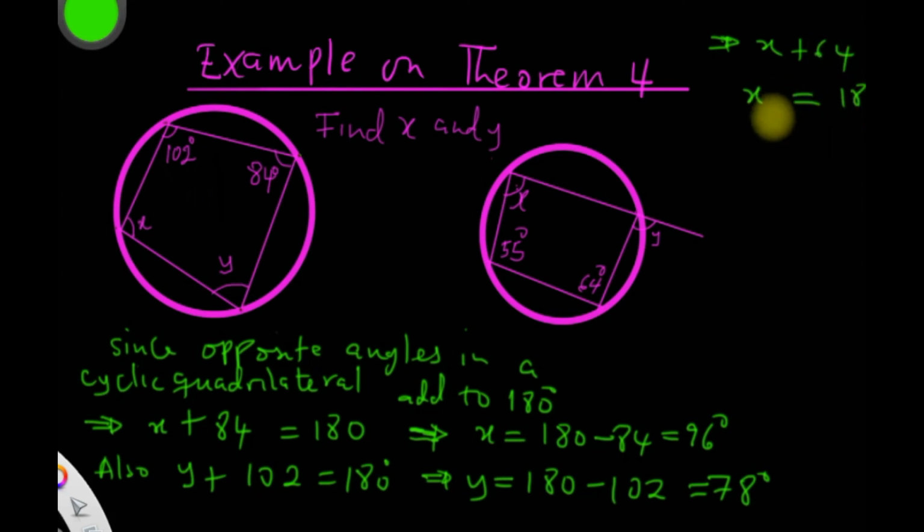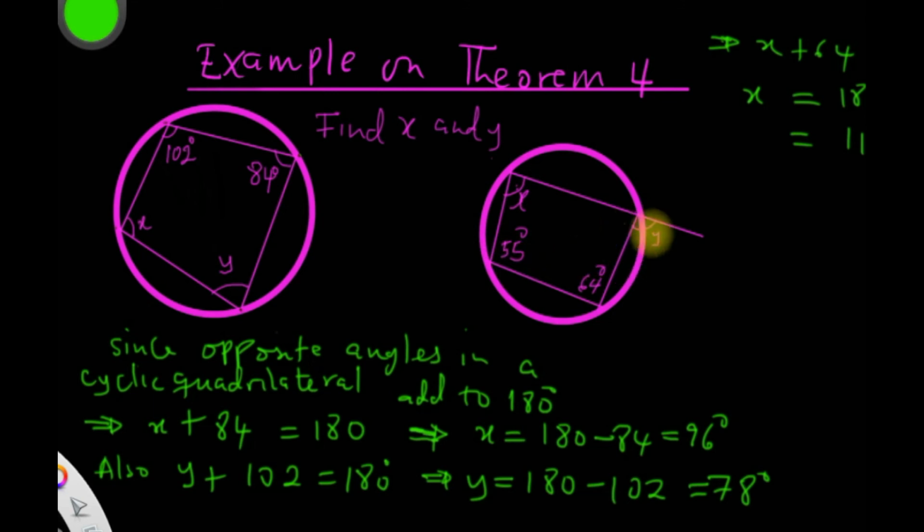So s is equal to 180 minus 64, which is equal to what? 116 degrees. Okay, fine. We are supposed to find y here. So how do we find y? This is 55. Therefore, as we saw from the previous illustration, y is equal to 55. Why?